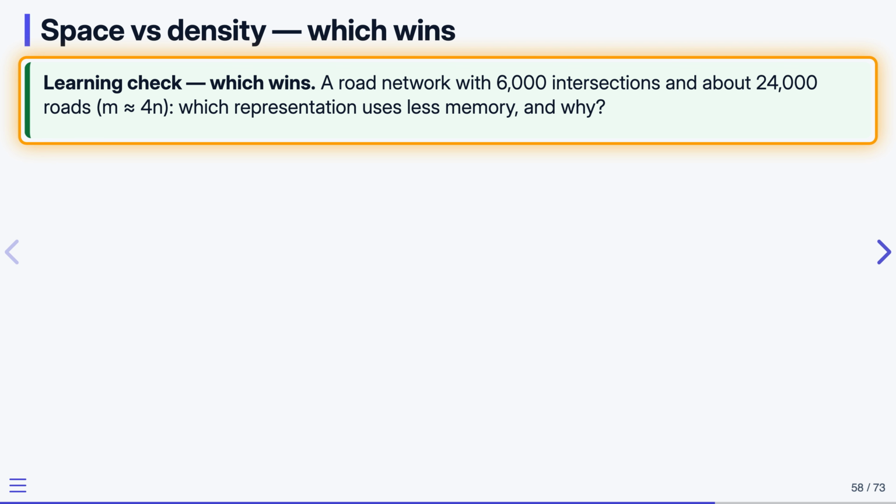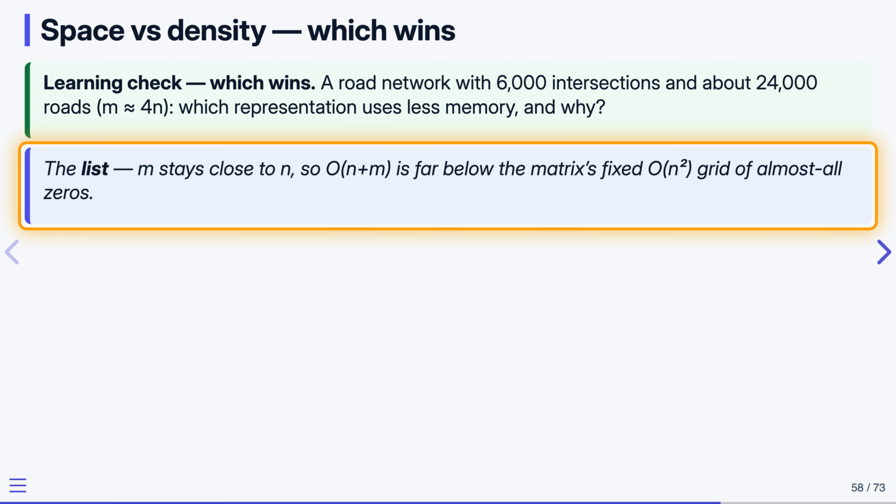One more check. A road network with 6,000 intersections and about 24,000 roads. So m is about 4n, which representation uses less memory, and why? Pause and decide. The list wins. m stays close to n. So big O of n plus m stays far below the matrix's fixed n squared grid, which here would be almost all zeros.